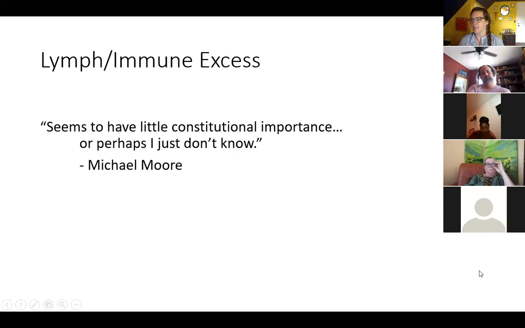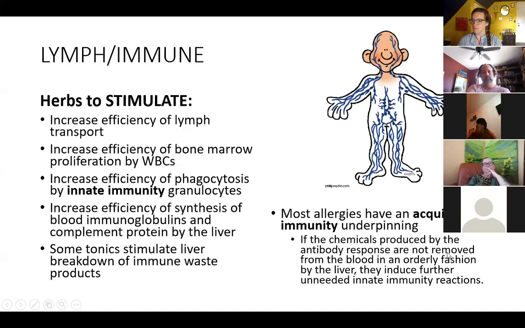And then, like I said, he says that the immune lymph excess seems to have little constitutional importance, or perhaps I just don't know. I thought that was interesting, perhaps I just don't know. But I think this is because when we get sick, we have to calm down our nervous system. People get sick. It's part of what we do. Humans, we have bodies that sometimes get sick, and we need to ramp up the immune system in order for that sickness to go away.